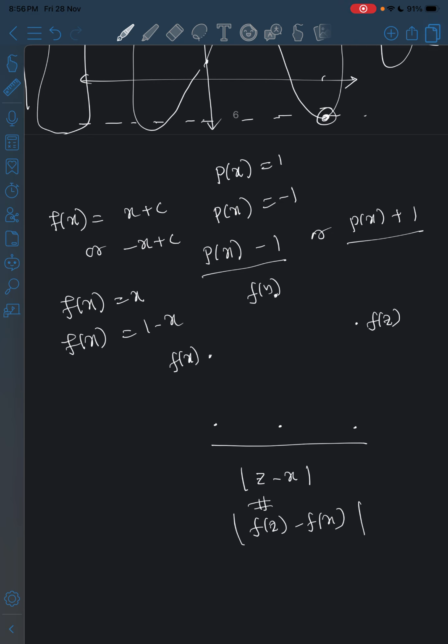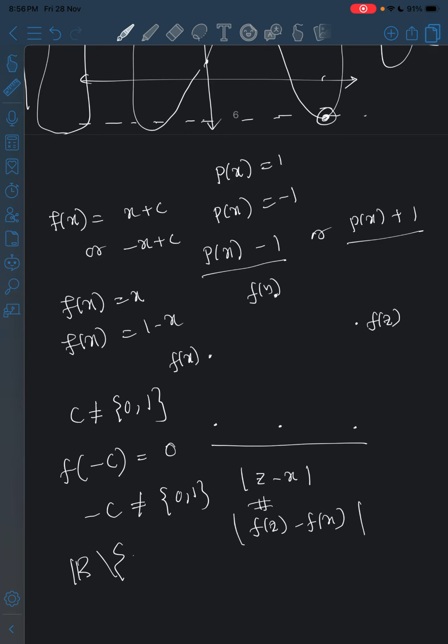Other parts are not possible. Okay, why not possible? Because if you take f of c, if you take c to be not equal to 0 or 1, the constant term is not equal to 0 or 1, then f of minus c, that is 0, right? And minus c is also not equal to 0 and 1, but the isometry is from R minus {0, 1} to R minus {0, 1}, right?